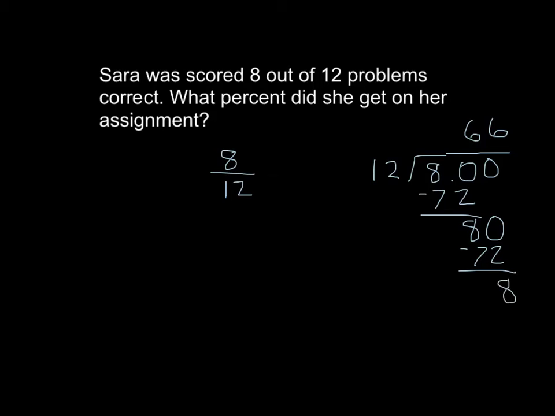Subtract, you'll get an 8. And as you can see, my answer is going to be 0.66666. So my decimal is going to go up. So right now I'm looking at this number 0.66. And I'm going to take that 0.66 and change it to a percentage. So to do that, if I have 0.66 and I'm changing that to a percentage, I'm going to be moving my decimal to the right 2 places.